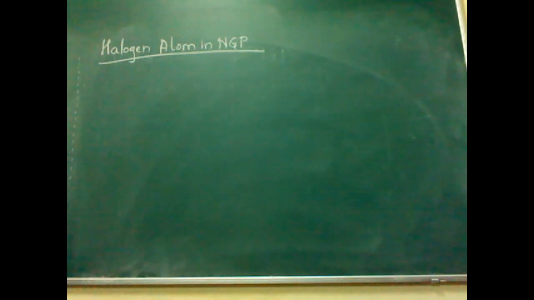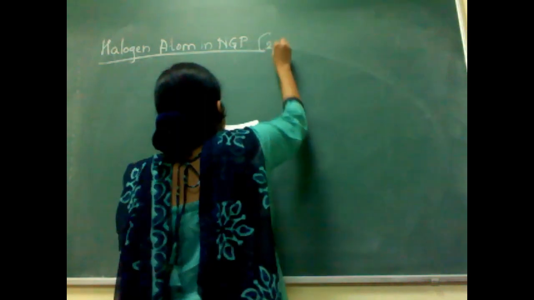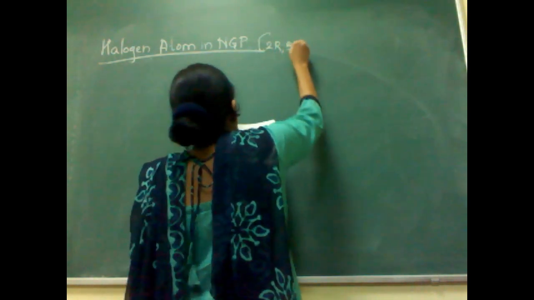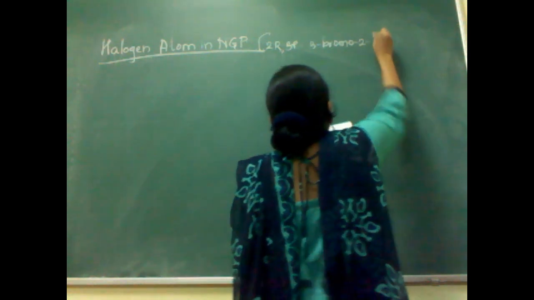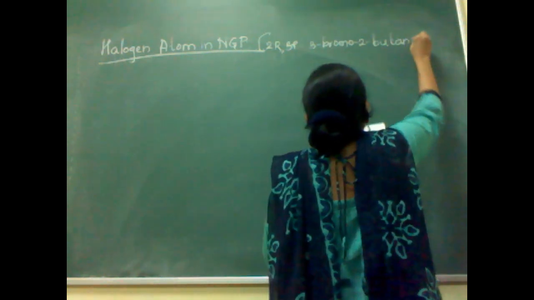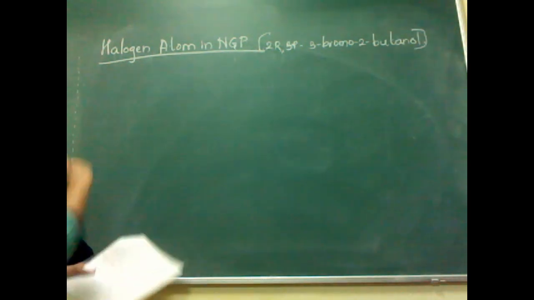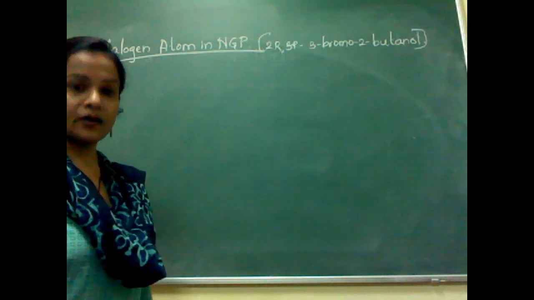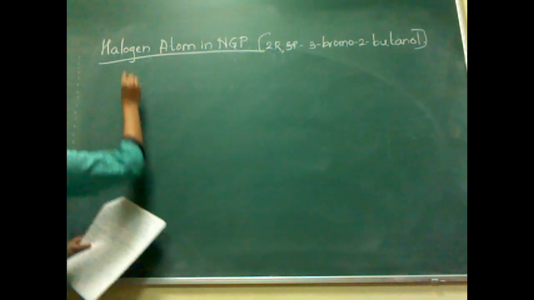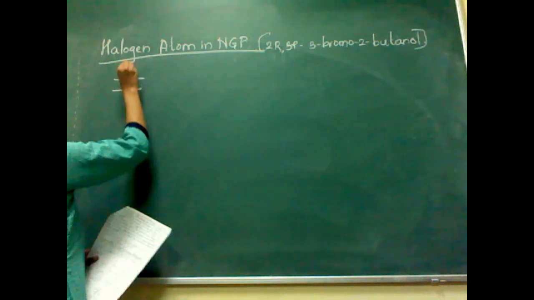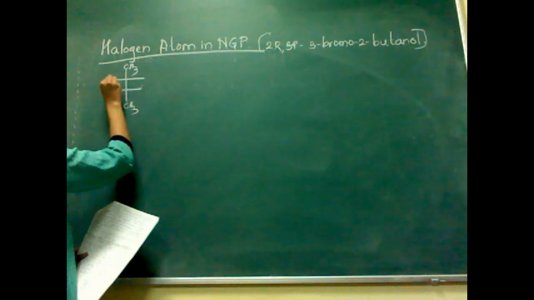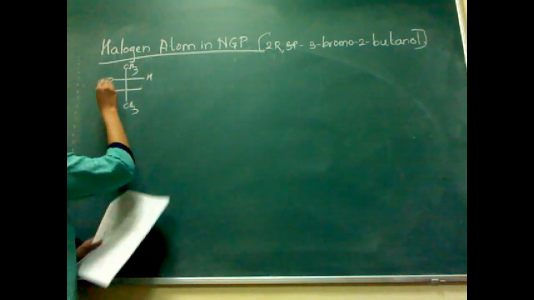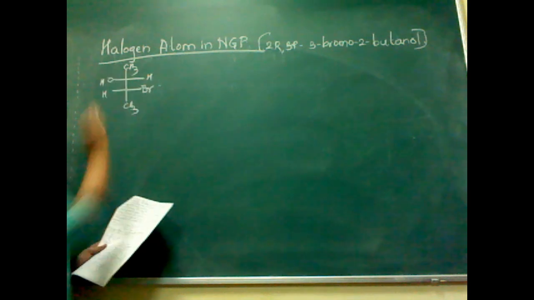So for that we have an example of 2R, 3R, 3-bromo-2-butanol. Now whenever this particular name is given to us, first we have to draw the structure of the molecule. So this is a parent derivative, that is butane. So you have OH, H, and you have this bromo group.